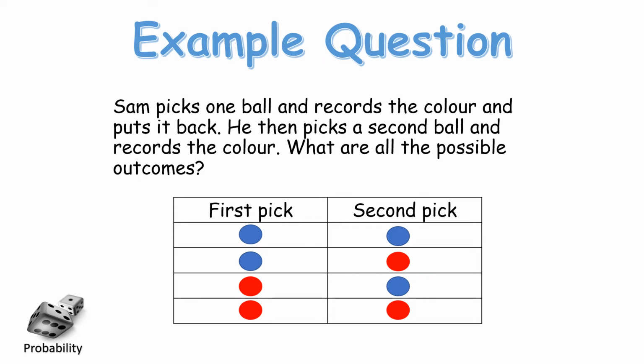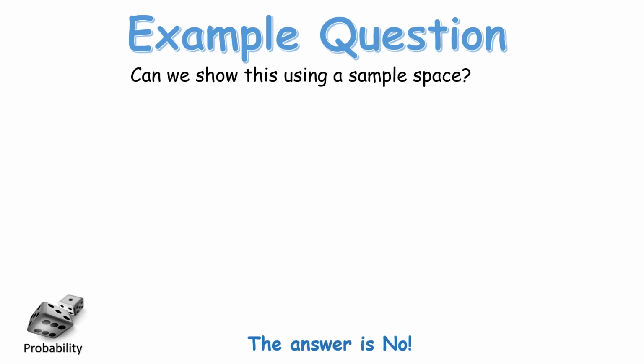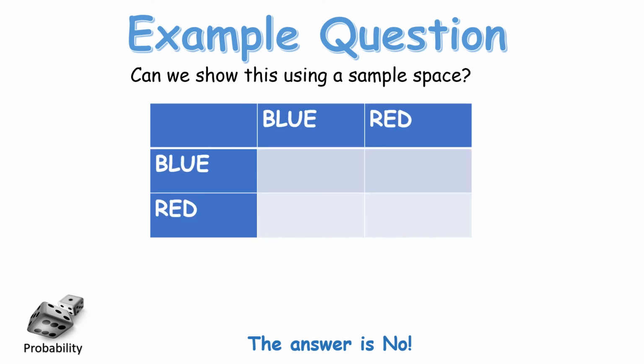Now, some of you are saying, but I could have told you that that was 4 using the fundamental principle of counting. 2 outcomes for the first pick and 2 outcomes for the second pick. Fundamental principle of counting says 2 multiplied by 2 equals 4. So using a sample space, we could do something like this.